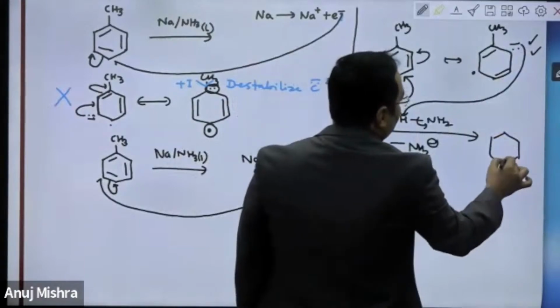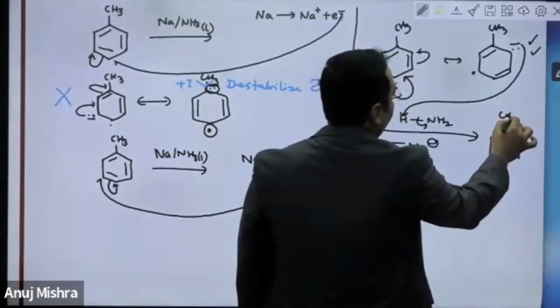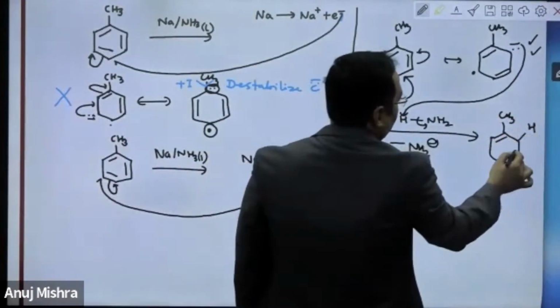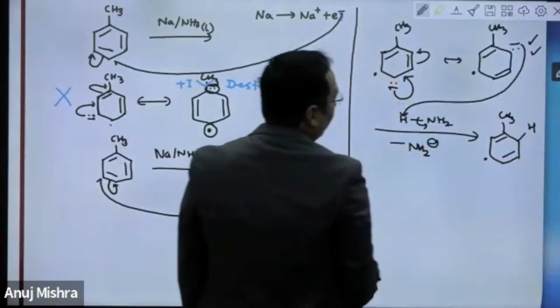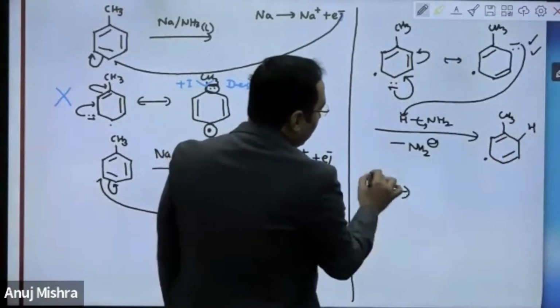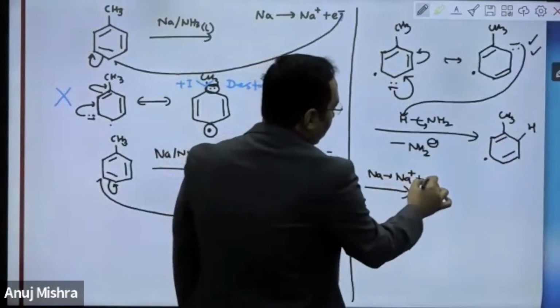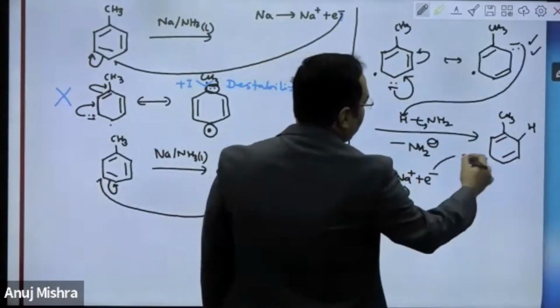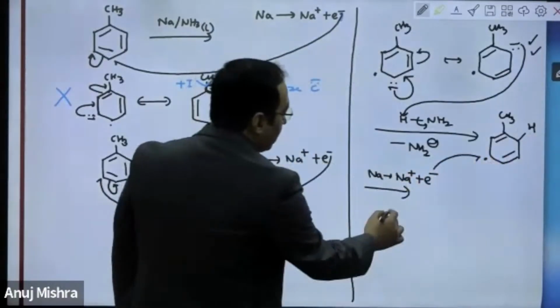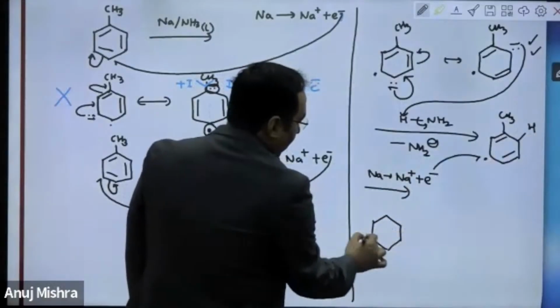On this position, we have joined one hydrogen. There's a double bond. This is a radical. What will happen next? Na will become Na plus electron. If electron will join here, what will happen to this? It will become negative charge.